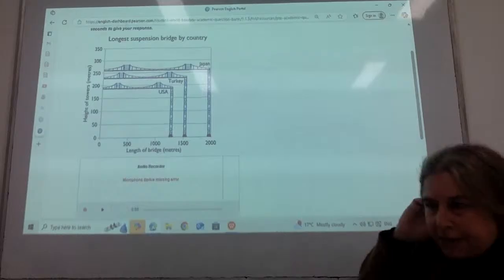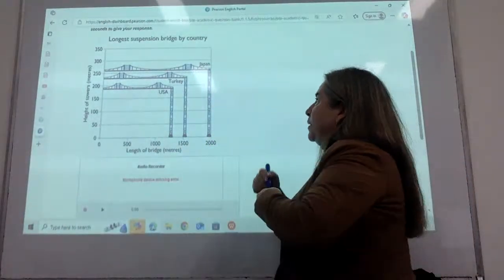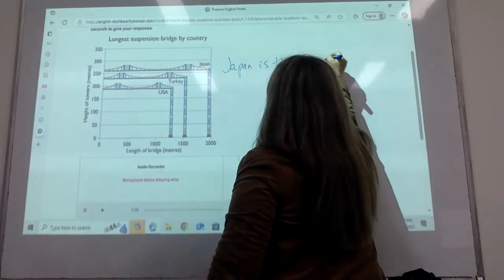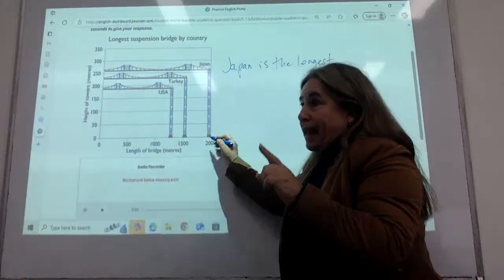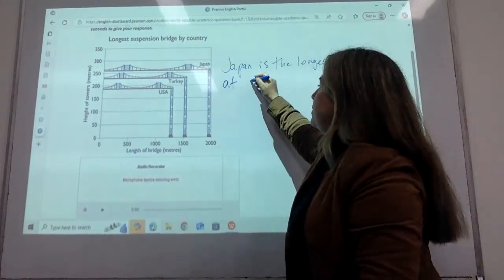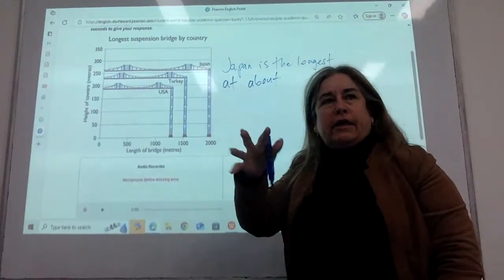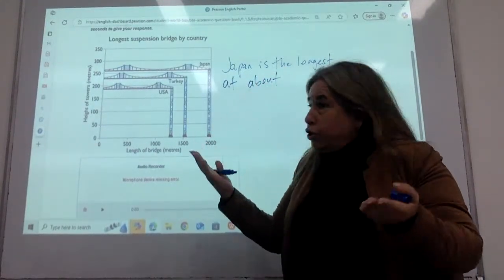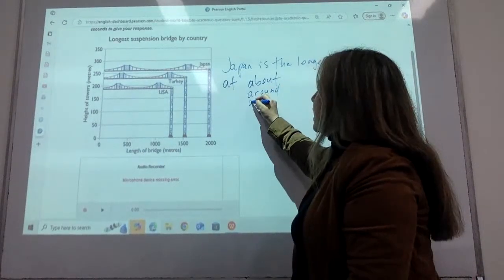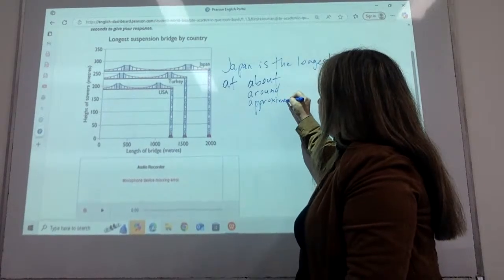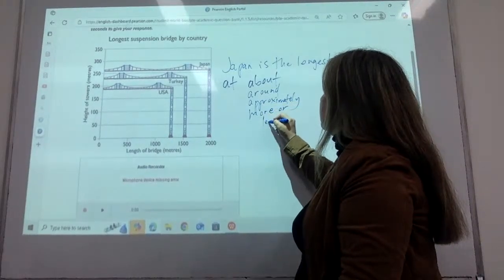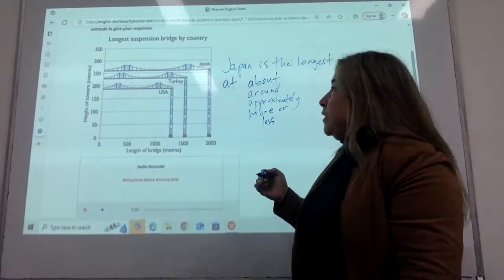Exactly. So here, the first conclusion would be that Japan is the longest. And when you want to say the numbers, always we're going to say at, and always you will say about. So kind of like more or less. Do not be exact, because you cannot be exact. So you say at about, at around. You could say approximately. You could say also more or less.